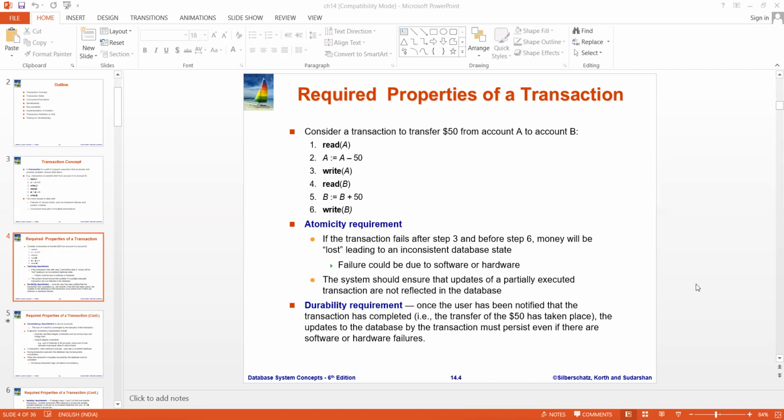Now what is durability? Just read on the slide. Once the user has been notified that the transaction has completed, the updates of the database by the transaction must persist even if there are software or hardware failures. See, commit means it is saved in the hard disk. Now just think for maybe a fraction of a second, how can you maintain durability?